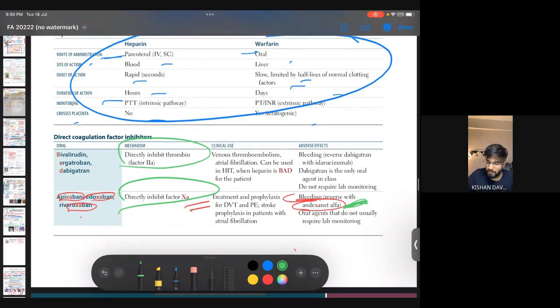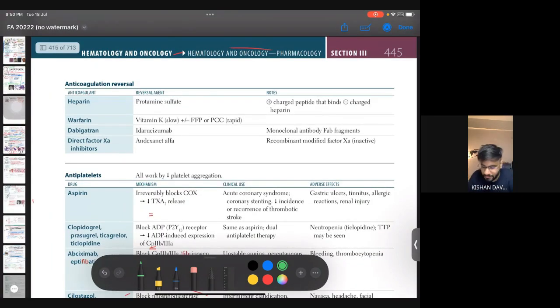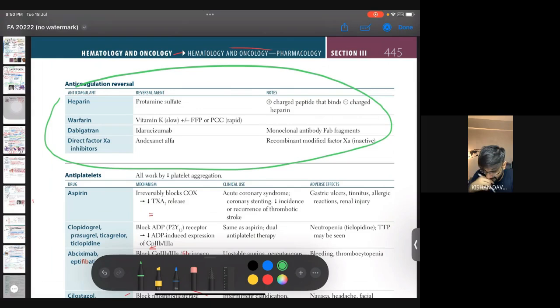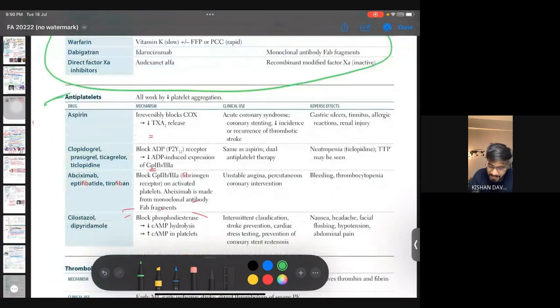Okay, moving on to next, we have anticoagulation reversal. We have discussed this already. Okay, now let's come to antiplatelets. First one is aspirin. Aspirin irreversibly blocks COX, decreasing thromboxane release. Okay, ignore the clinical use. Adverse effects are important: gastric ulcer, tinnitus, allergic reactions, and renal injury.